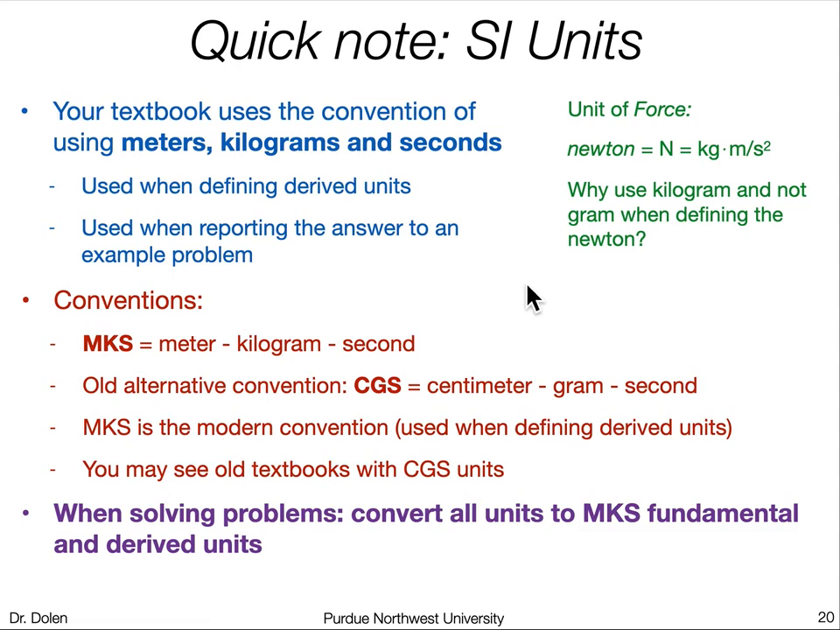If you look at an old textbook, maybe a 50-year-old textbook, you may see people using an alternative SI unit convention, which is called CGS, where units are defined using things like centimeters, grams, and seconds. And so an energy in this textbook could be measured in ergs instead of joules, because that's defined using centimeters, grams, and seconds. It's still an SI unit, but it's just a different convention. But just to let you know, MKS is a modern convention, so this is what we should use in this class.